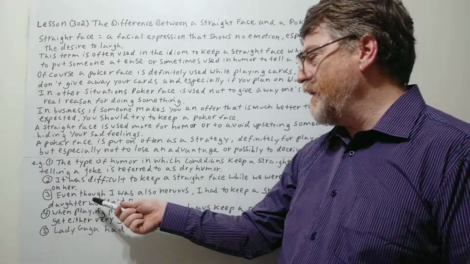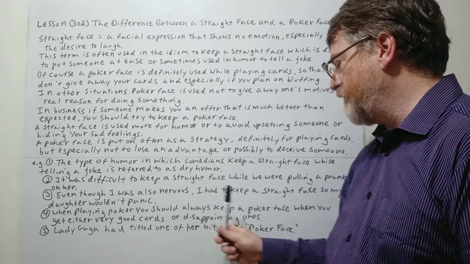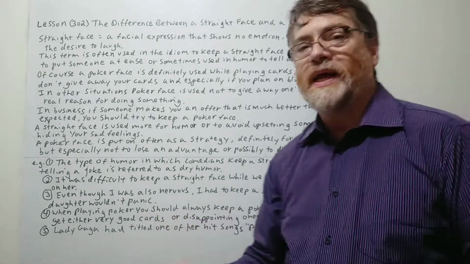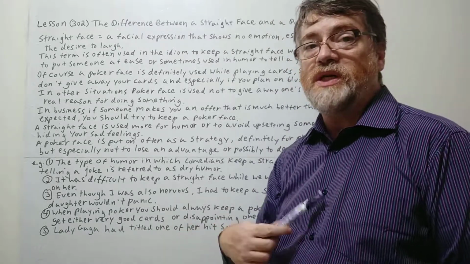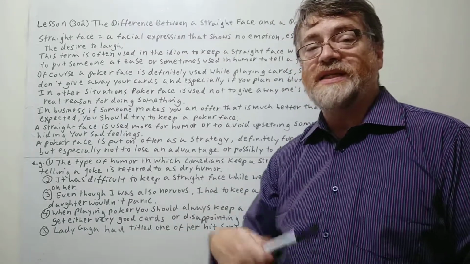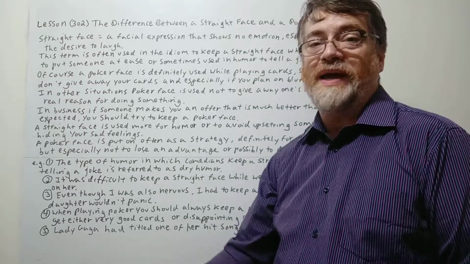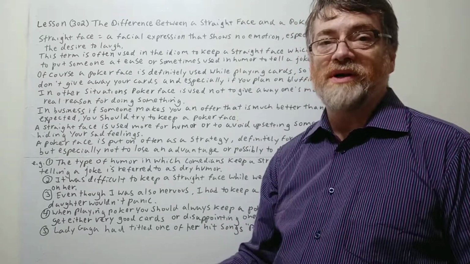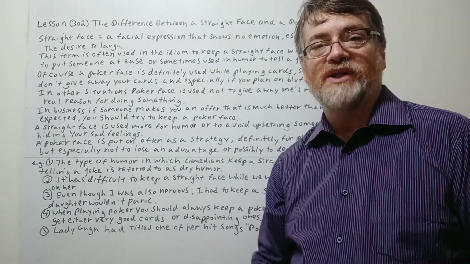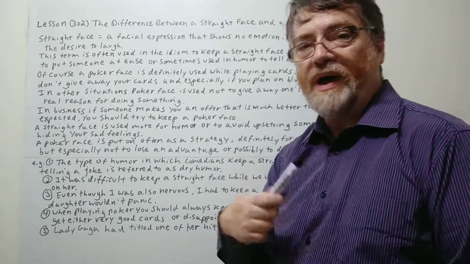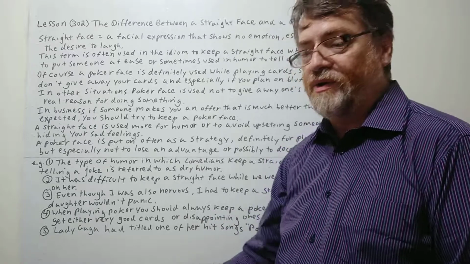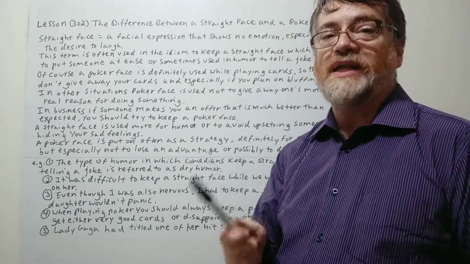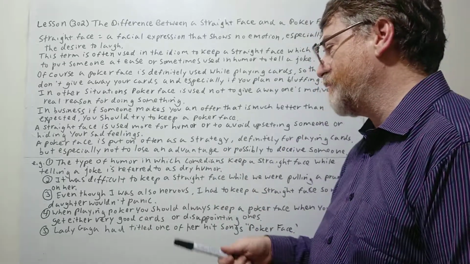All right, number 3. Even though I was also nervous, I had to keep a straight face so my daughter wouldn't panic. Yeah, maybe the mother was in a situation where she herself was nervous, but she realized if she acted too nervous, maybe her daughter would get really panicked and scream, and that would be worse. She'd have more to deal with, so she tried to keep a straight face to hide her emotions so that her daughter would be more calm. So in that case, we're more likely, again, to use straight face.